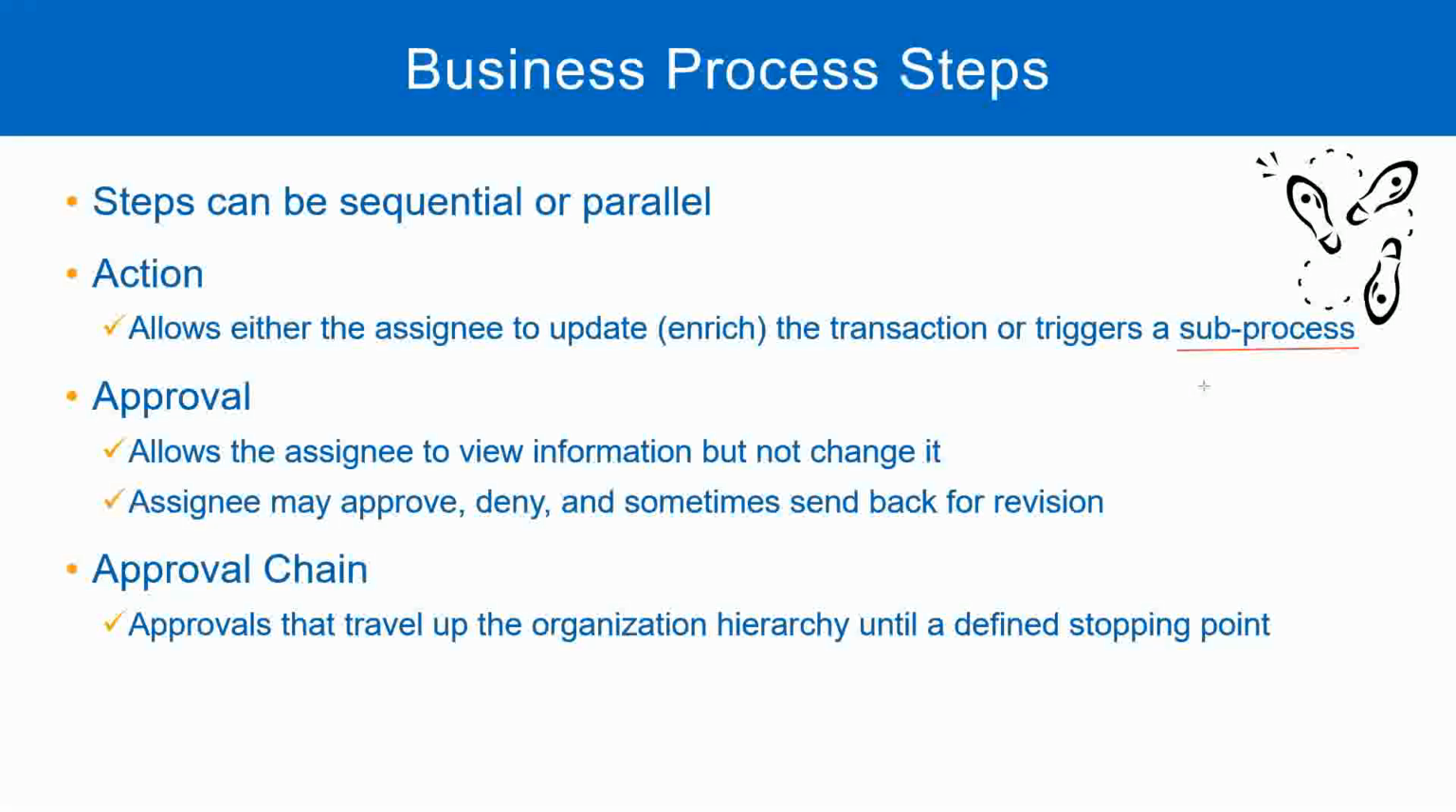The approval chain is a type of task that we can use to configure approvals that travel up the organization hierarchy. Let's say you need 2 levels of approvals. Okay, 2 levels of approvals are needed. Then what can you do?